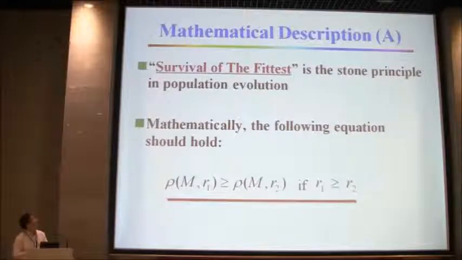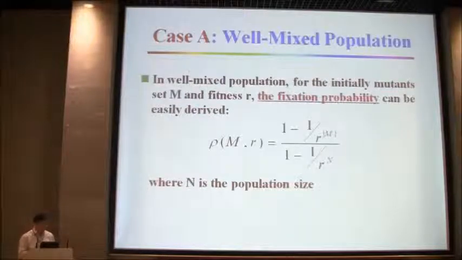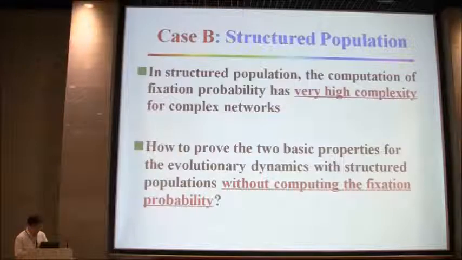So, some mathematical derivations. For case A, the well-mixed populations, we have this theorem. For case B, the structured population, the computation of the fixation probability has a very high complexity for complex networks. So this is the difficulty. How do we prove the two basic properties of the evolution dynamics with structured population without computing the fixation probability?